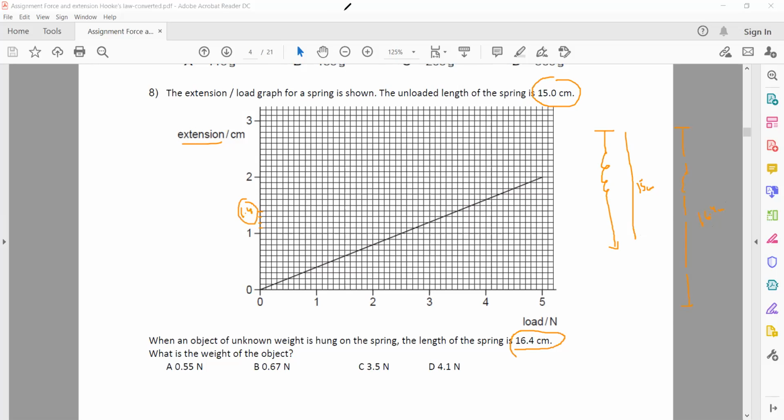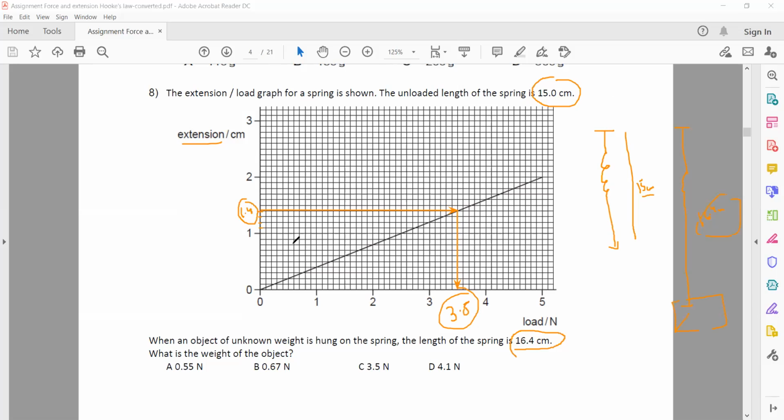So using a graph, we are finding a load. From 1.4, you will draw a line on your graph and identify the load, which is equal to 3.5. Is it clear? So originally it was 15 centimeters. When you add a load, it becomes 16.4. The graph is between extension and load. It's not between length and load.